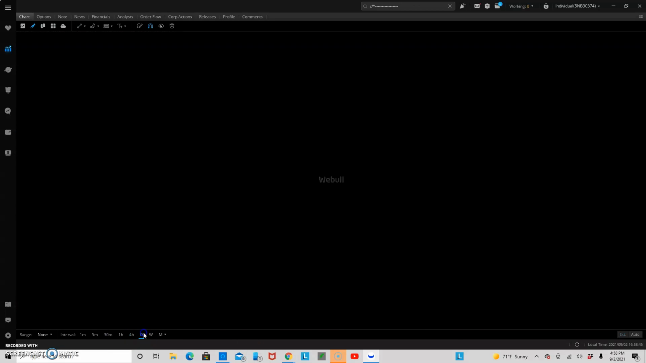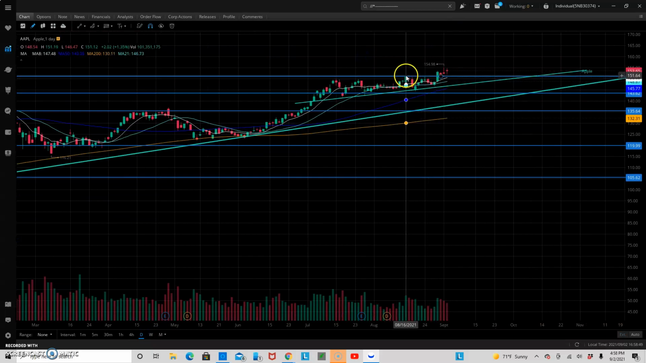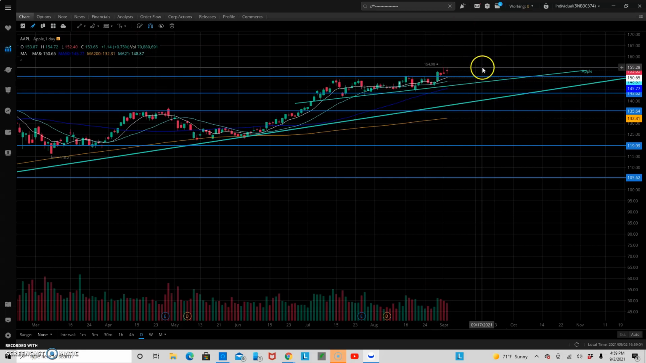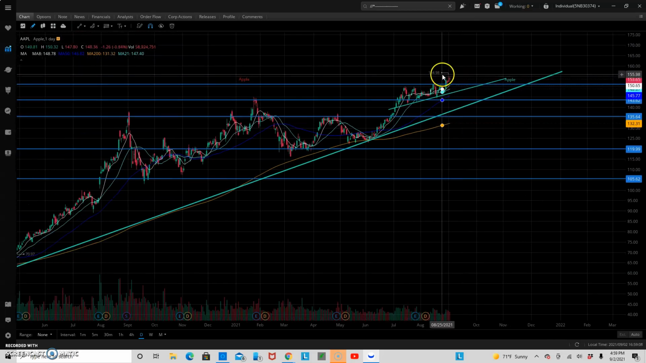Let me switch over to the daily chart. Okay, keep that in mind going forward. This former resistance right here around $151 should act as support now going forward as we have broken out from that level. So if we do return to that level, that should act as support and hold us up in the future. All right, so that's about it for Apple.